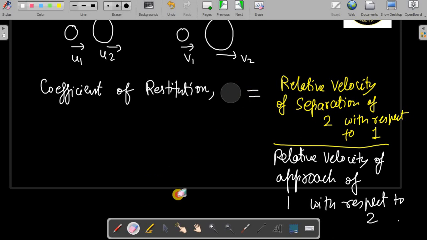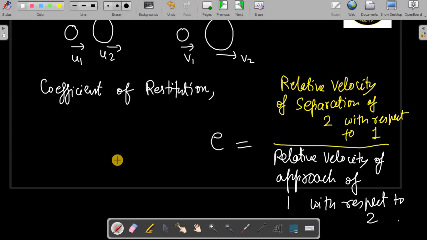Okay, this is the definition of coefficient of restitution, and it indicates whether the body is able to restore its shape or not. If the coefficient of restitution is high, the body is able to restore its original shape. If the coefficient of restitution is less, the body is not able to restore, it is getting permanently deformed and there will be loss of energies.